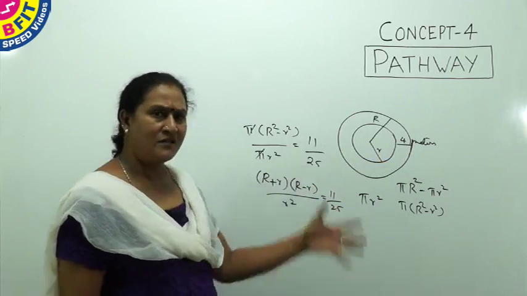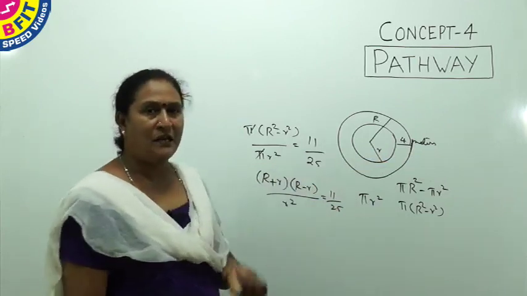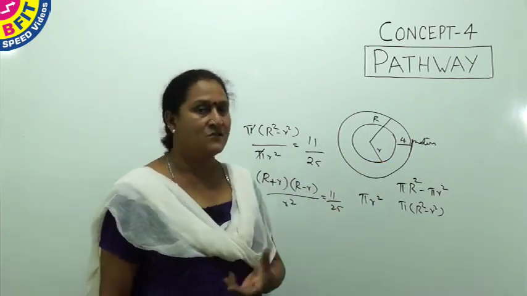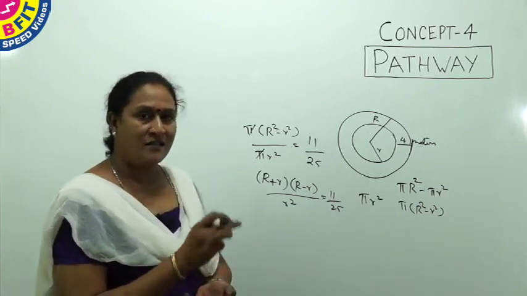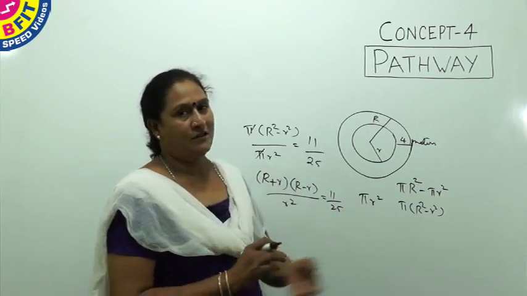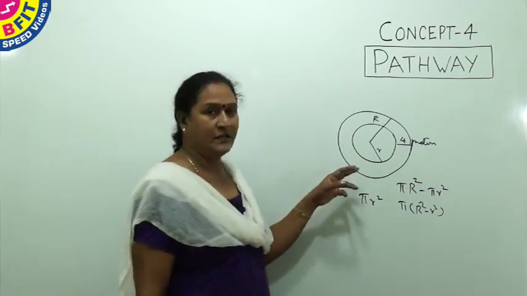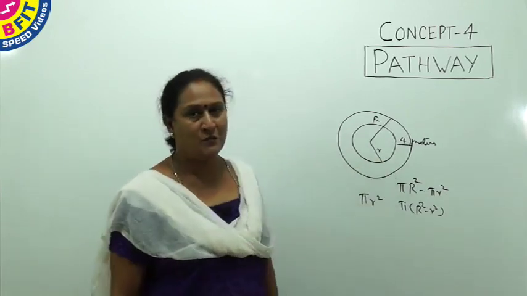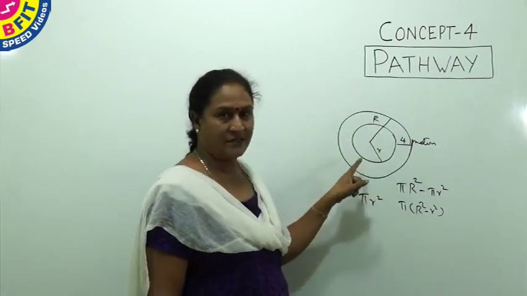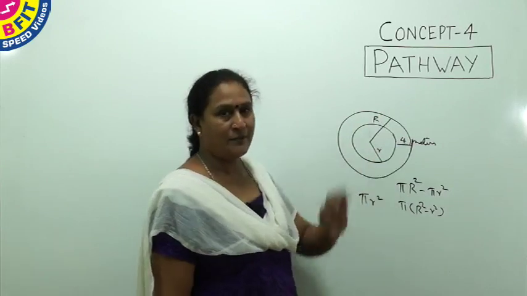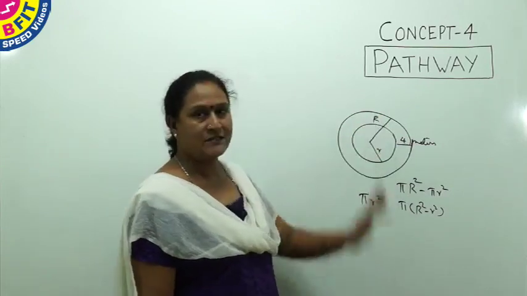But all this takes time. With a simple logic, easily within seconds we can get the answer. So we'll see how to get the answer easily, without doing all these workings. Here there is a pool whose radius is small r, which we need to find. And there is a bigger circle, including the pavement, whose radius we will take as capital R.